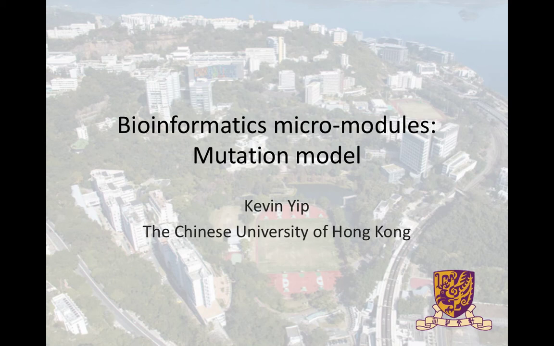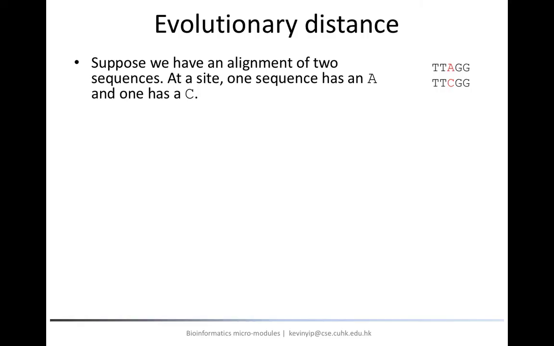Bioinformatics Micromodules, Mutation Model. In this module, we describe a formal probabilistic framework for defining the evolutionary distance between sequences. The concepts will be useful when we discuss maximum likelihood methods in the next module.